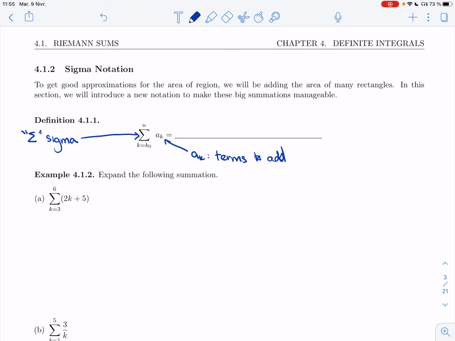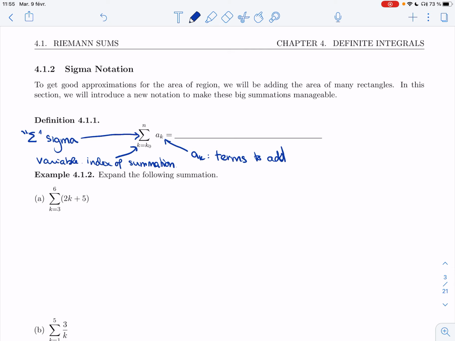And we'll let k vary. So k will be what we call the index of summation. This is a variable. Some people like i. I don't really like it because I find it gets lost and I like k better, but if you see i, it's the same idea.